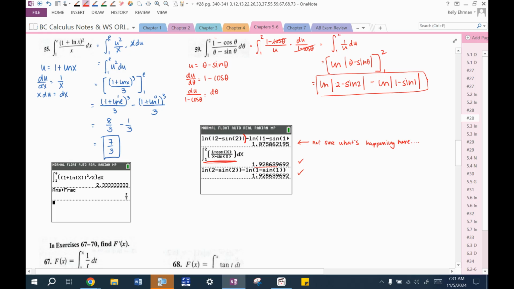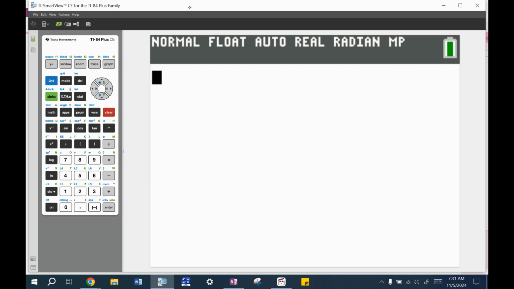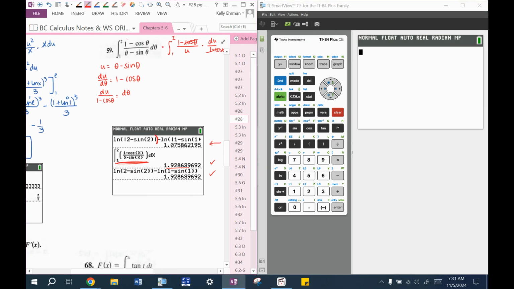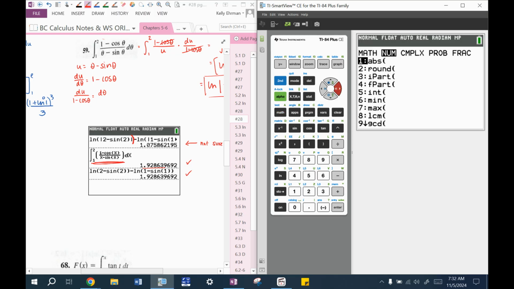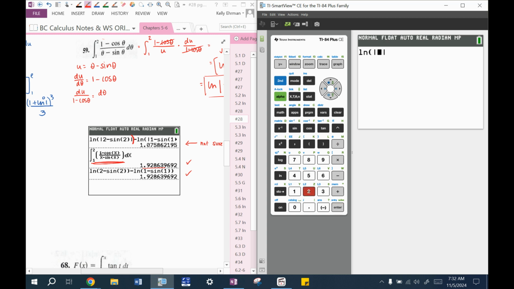When I did this work without the absolute value, but now I can see I closed parentheses there. Let me just do this because that was really driving me crazy. I couldn't understand. You don't really need the absolute value because 2 minus sine of 2 is positive and 1 minus sine of 1 is also positive. So that's why I didn't really need the absolute value, but I couldn't understand why it would have been making a difference. But I bet this is it.